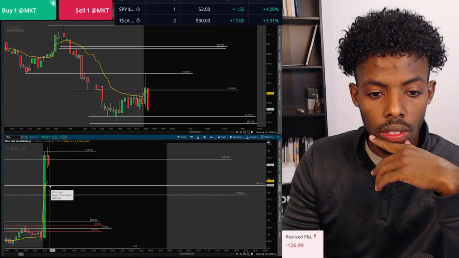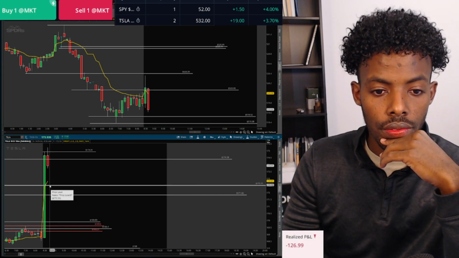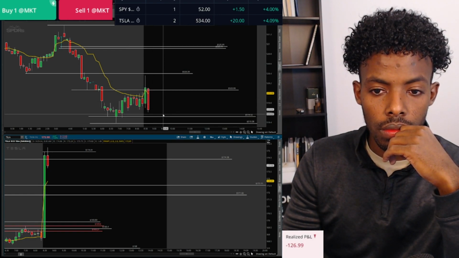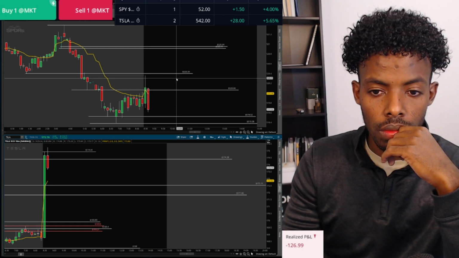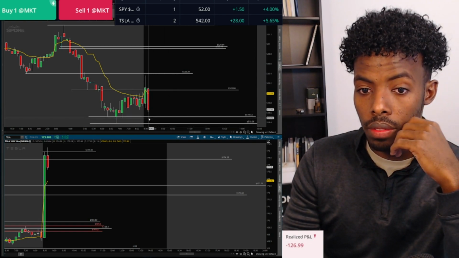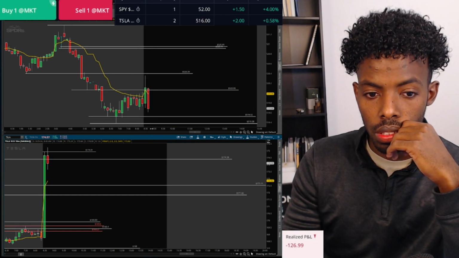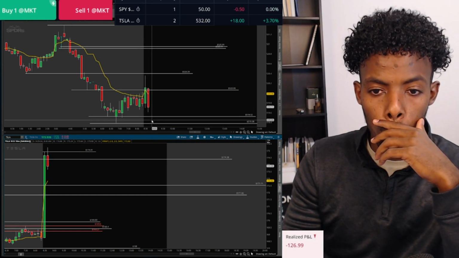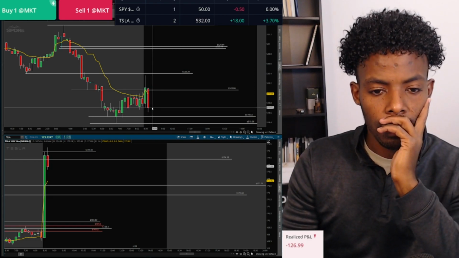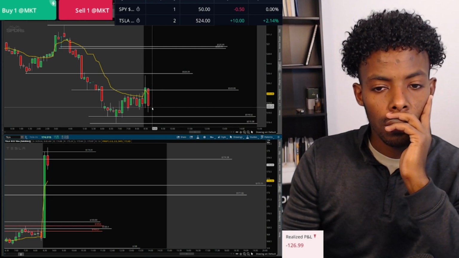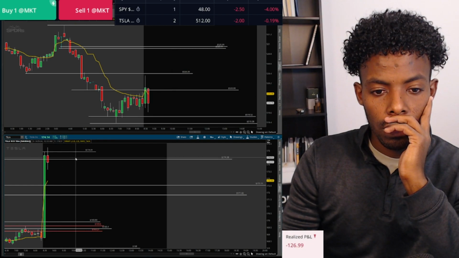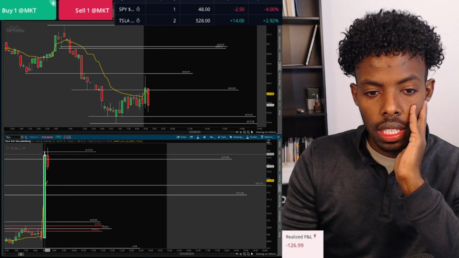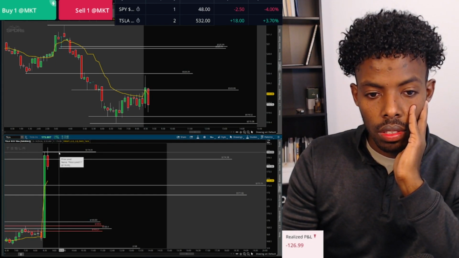Tesla's looking to go to this level here. Yeah, like I said, I want to add puts below this level for SPY. I'm on put for Tesla up to this zone right here. That's it.